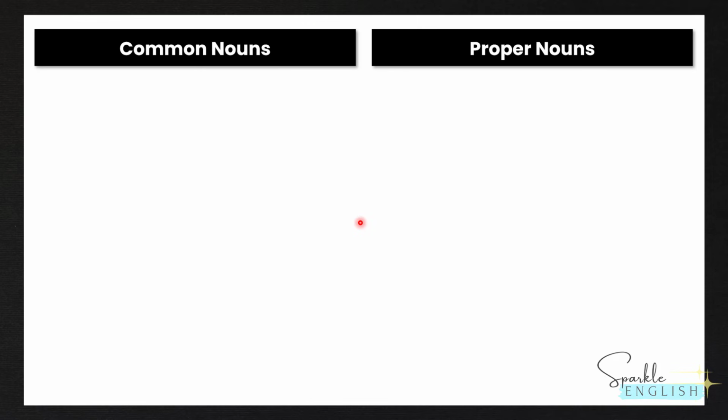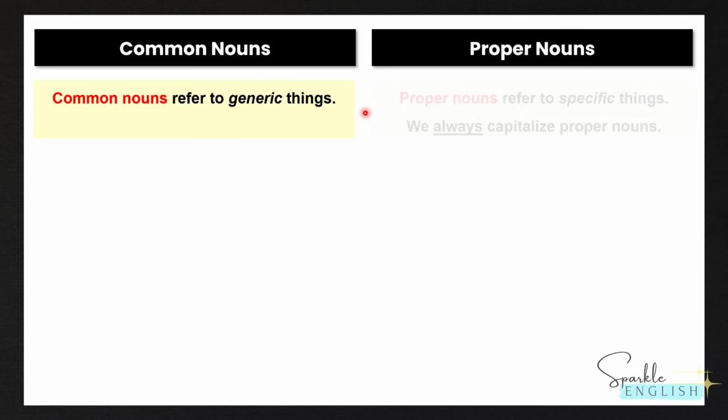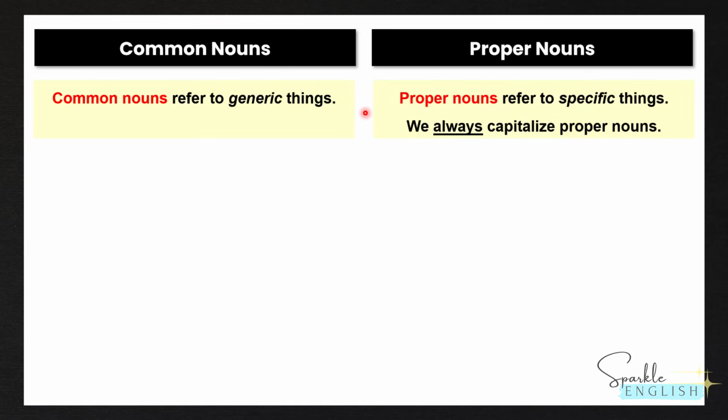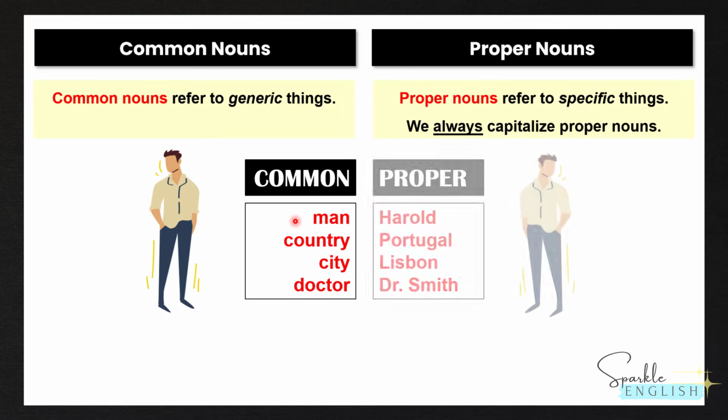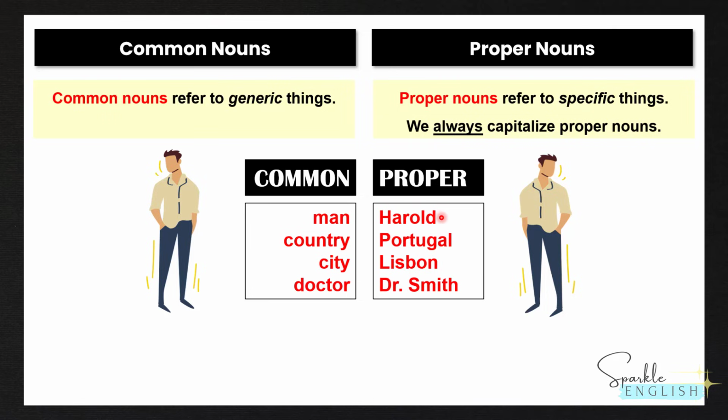First, we're going to compare common nouns and proper nouns. So common nouns refer to generic things, whereas proper nouns refer to specific things. We always capitalize proper nouns. For example, a common noun, we have man, but a proper noun is the name of the man. Harold, it's always capitalized. Country is a common noun, but the name of a country, Portugal, is capitalized. It's a proper noun. City is a common noun, but the name of the city, Lisbon, is a proper noun. Doctor, Dr. Smith, is capitalized. It's the name of the doctor.